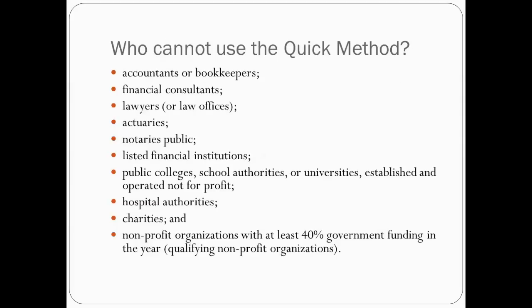Now, as you can see from this list, if you're an accountant, financial consultant, lawyer, actuary, notaries, listed financial institution, or anybody that works for the government, health industry, or you're a charity or an MPO with at least 40% of your funding coming from the government, you're not going to be able to use the quick method of accounting, unfortunately. However, if you're not, you can use this quick method of accounting if you meet the other criteria.